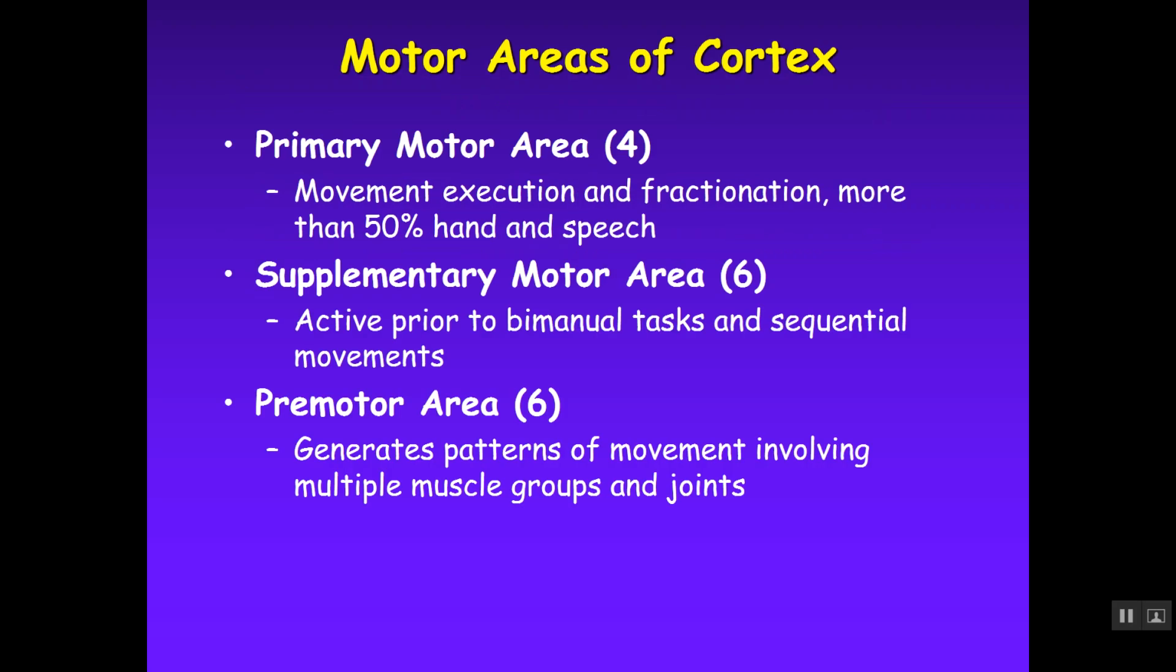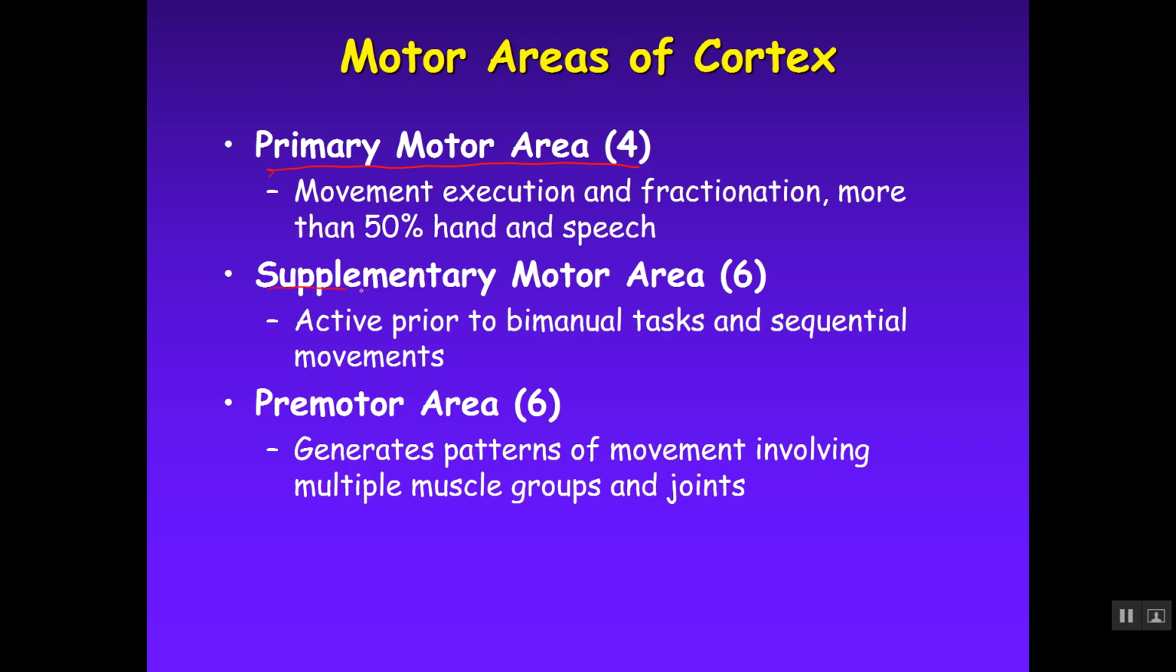So we talked about how there are areas of the motor cortex that influence the motor pathways, particularly the lateral and medial cortical spinal tracts, obviously, because they're coming from the cortex. We have the primary motor area, the precentral gyrus, also known as Brodmann's area number 4. It's primarily for movement execution and fractionation, sending discrete signals to select muscles to move individual joints. More than 50% of your primary motor area is devoted to hand and speech.